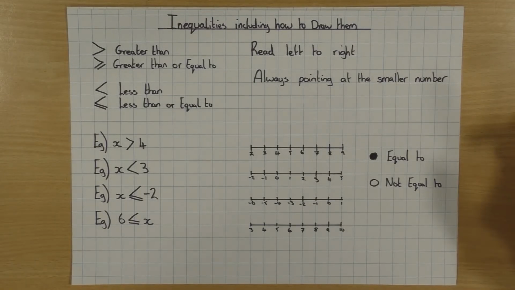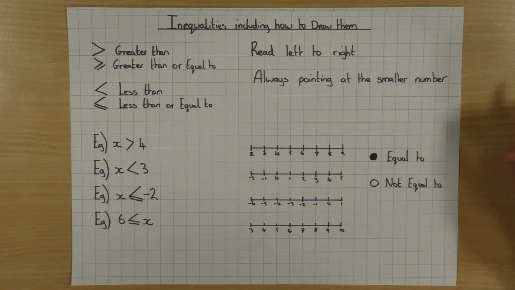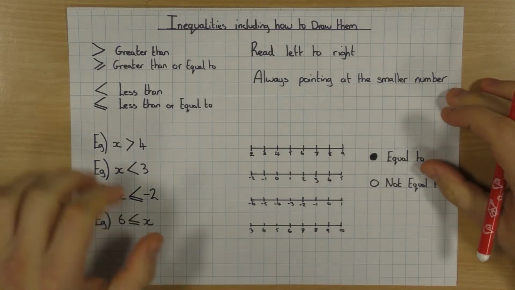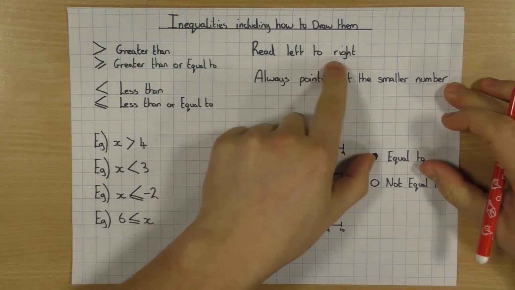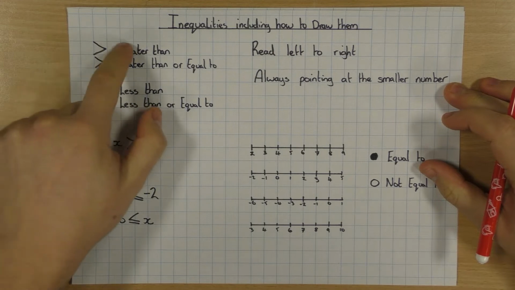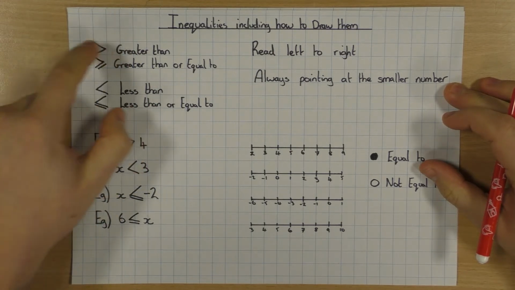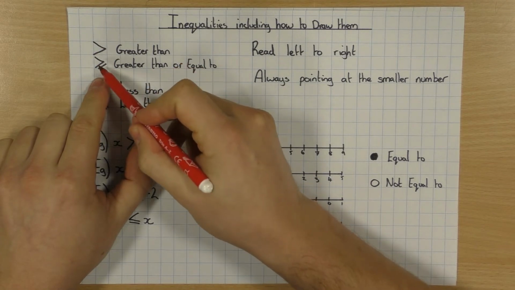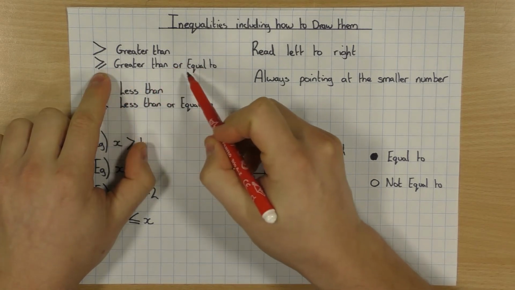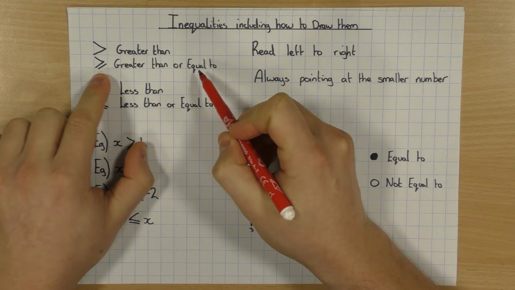Hi guys, in this video we're going to have a look at inequalities and also how we draw them on a number line. So, what does an inequality look like? Well, we use these symbols here and we always read left to right. So going from left to right, this symbol means it's greater than, and if you see this little line underneath the greater than sign, it means that it's greater than, but it could also be equal to.